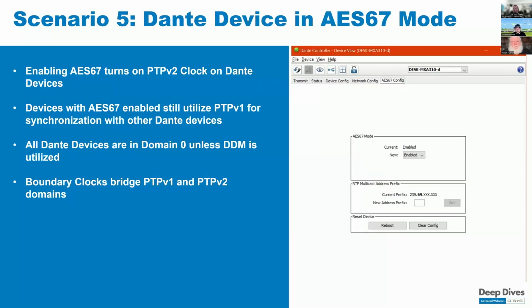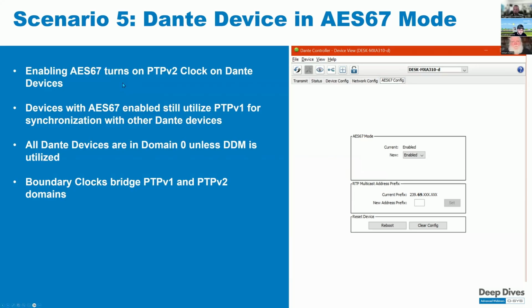Now, remember that Dante audio uses PTP version 1 and AES67 uses PTP version 2. And remember, those two things are not compatible with each other. So we have to have a clocking boundary. We're going to talk about that here in a second.